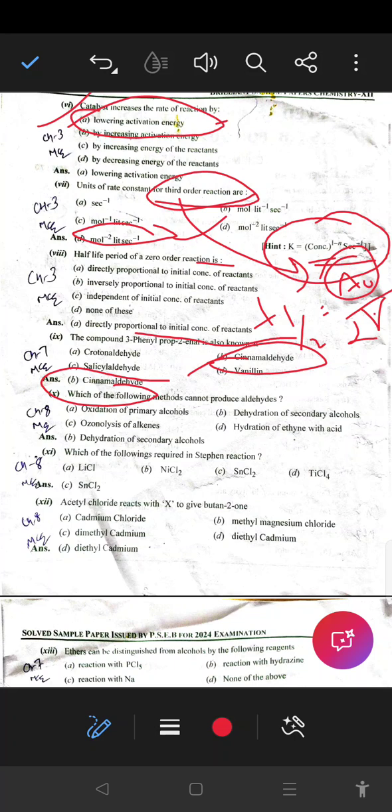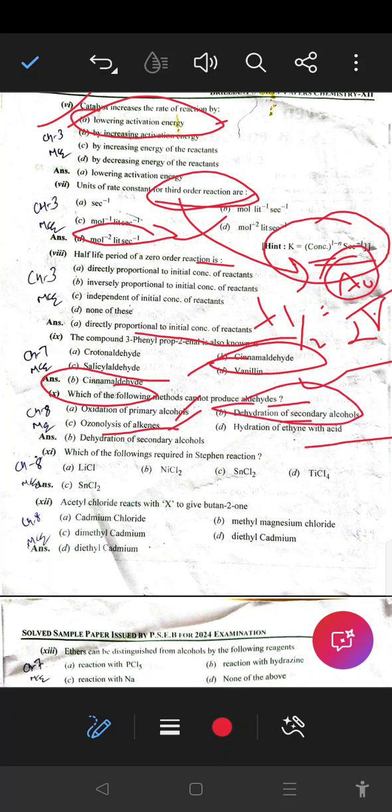Next, which of the following methods cannot produce aldehyde? If we oxidize alcohol, that will also produce aldehyde. And ozonolysis also produces aldehyde, and hydration of ethyne with acid also produces aldehyde. And dehydration of a secondary alcohol will produce alkene. So option B is the right answer, which cannot produce aldehyde.